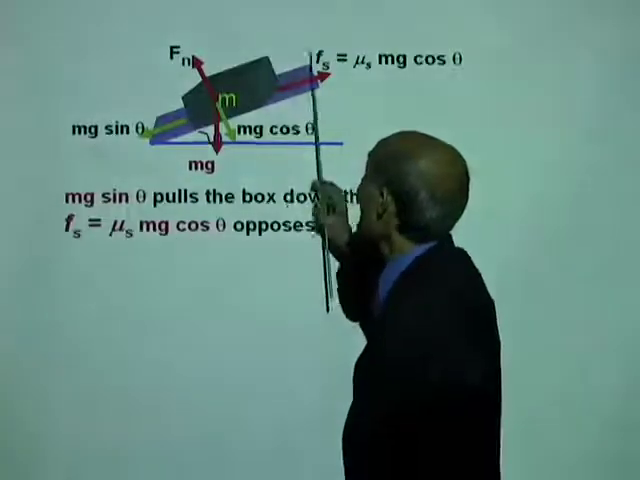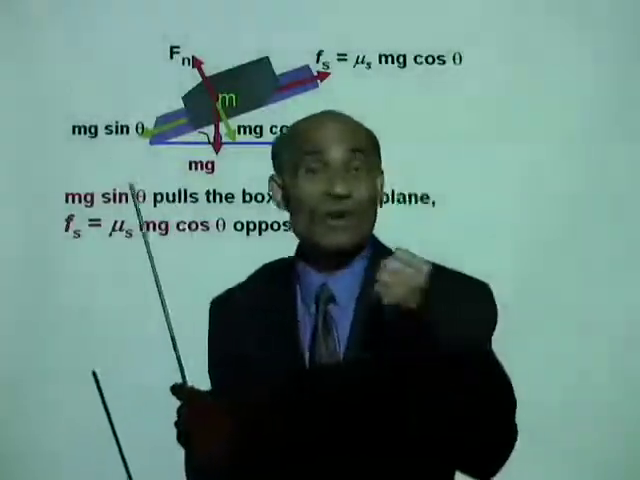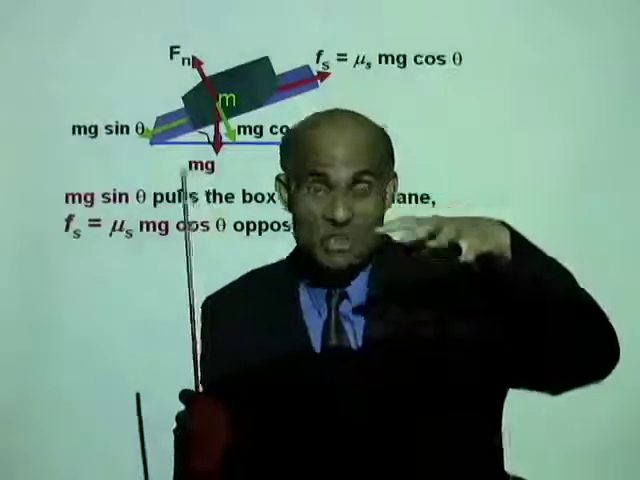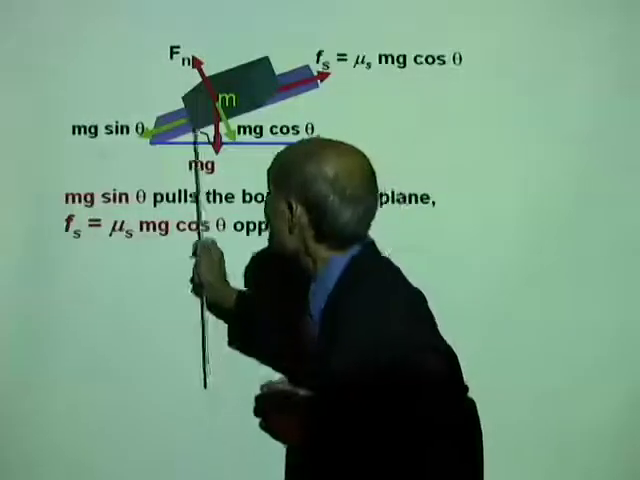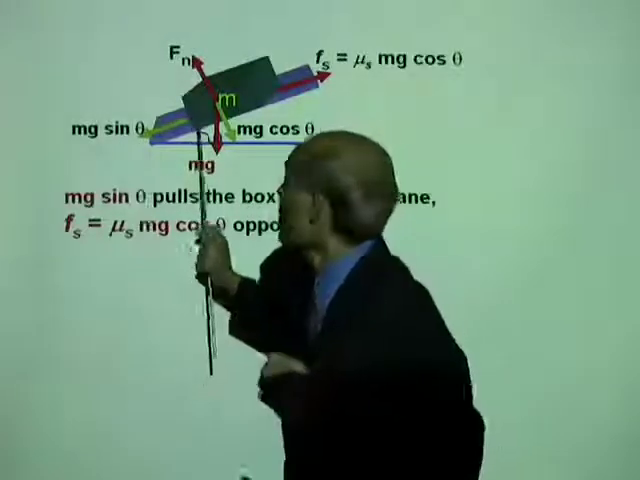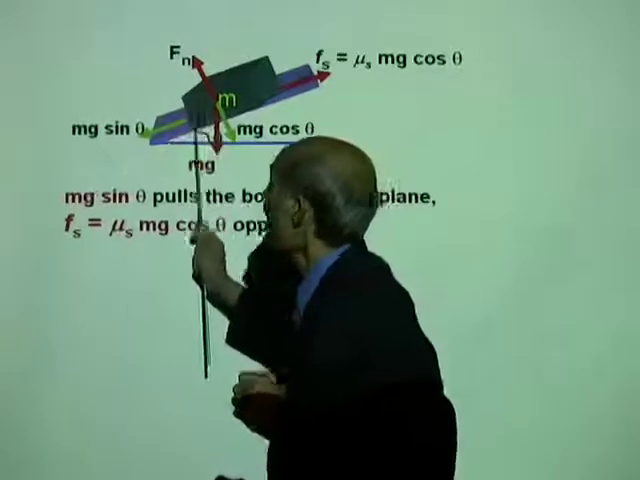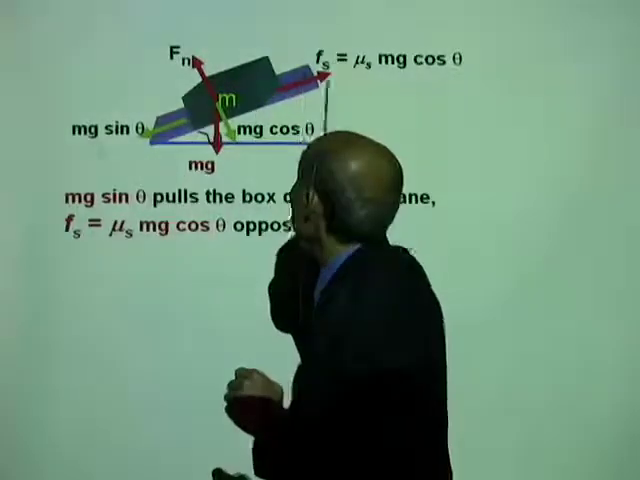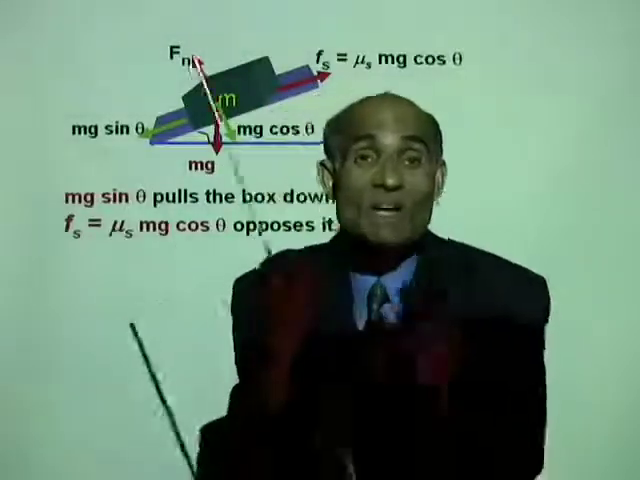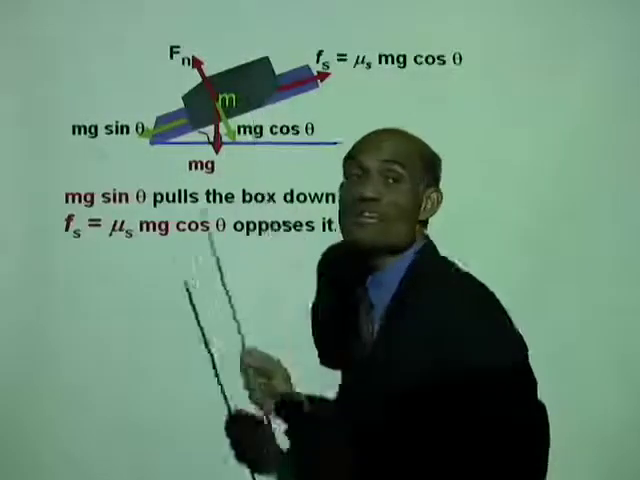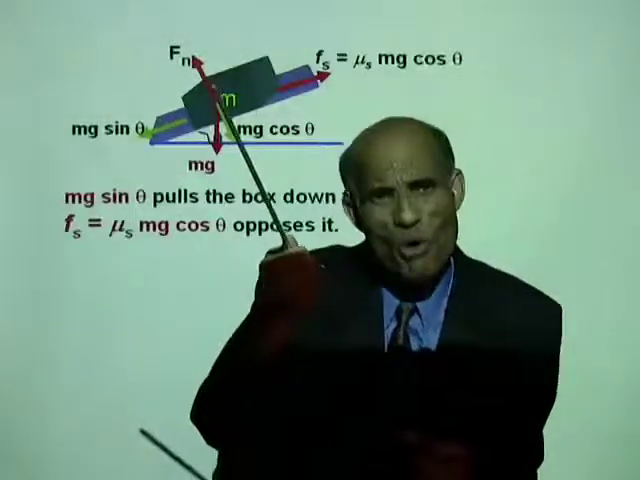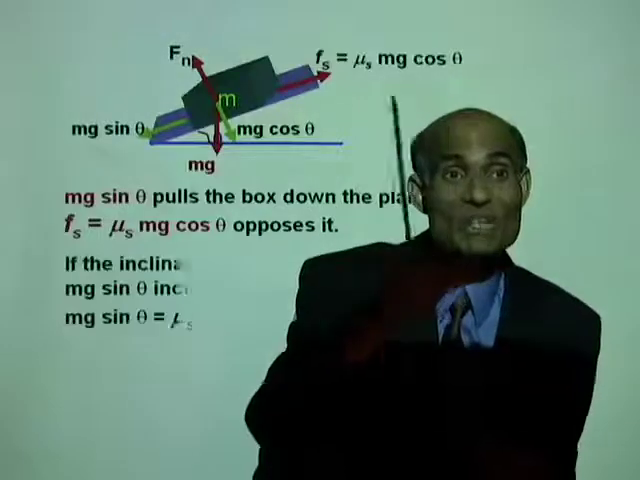Well, will Fs increase? No. Fs, the force of static friction, will not increase, will it? That's a limiting force. But as theta increases, mg sin theta will increase. And a time will come, at a particular angle, that mg sin theta will be exactly equal to Fs, which is mu mg cos theta. And at that time, there will be no net force on the box. That means the box can now move without an acceleration.